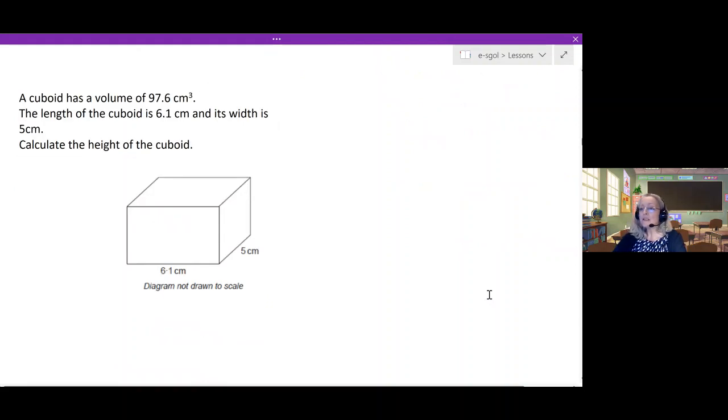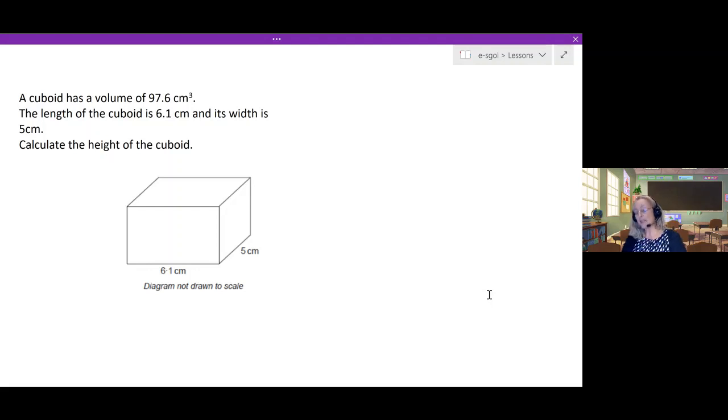Okay, so this is another exam question, and it says a cuboid has a volume of 97.6 centimetres cubed. The length of the cuboid is 6.1 and its width is 5 centimetres. Calculate the height of the cuboid.